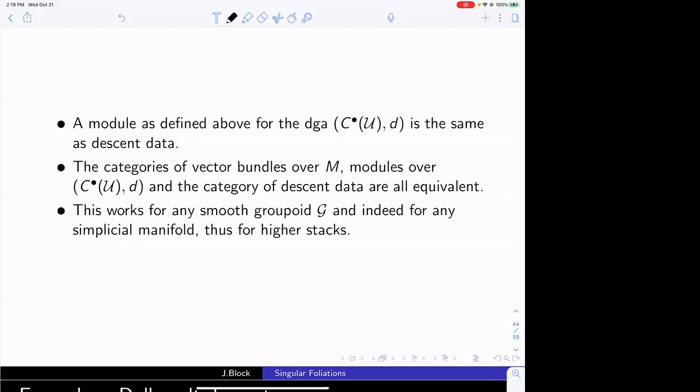And you should also note that this works for any smooth groupoid, and in fact for any simplicial manifold. For any simplicial manifold you can define this, and higher stacks are examples of simplicial manifolds, or I should say they're represented by simplicial manifolds.